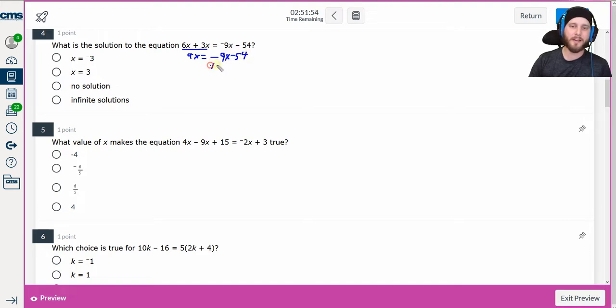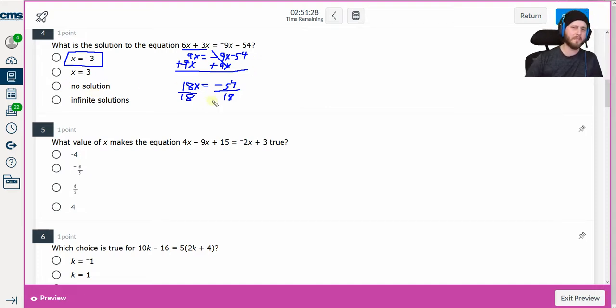So in this case, I'll add 9x to both sides of the equation. Add 9x. And that's going to give me 18x equals negative 54. If I divide negative 54 by 18, I should get negative 3 for number 4. I was thinking perhaps it might be no solution, but no, I'm glad I worked it out. I'm glad I didn't just try to guess through that.